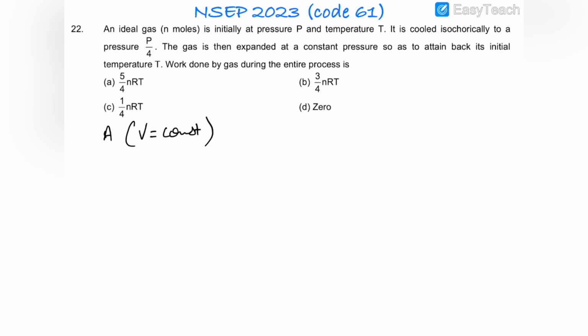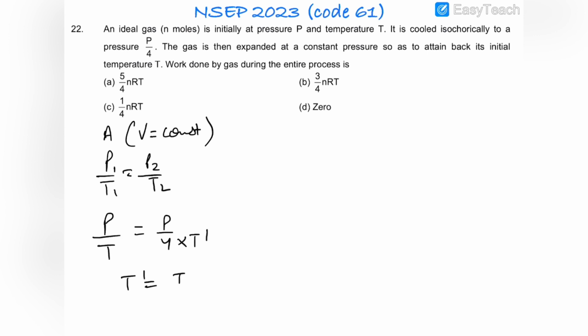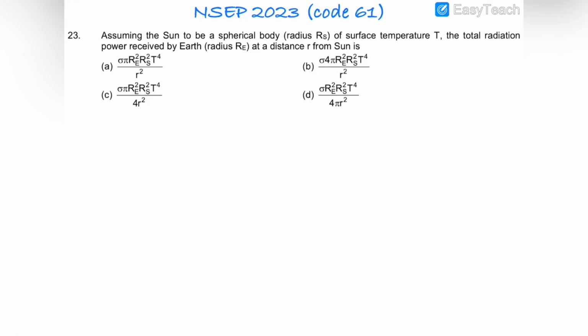And the final pressure is P by 4. So P1 by T1 is equal to P2 by T2. And obviously P is P, initial temperature is T, and final pressure is P by 4, and temperature is T dash. So T dash will be equal to T by 4. Now the gas is being expanded at constant pressure. So at this point of time the pressure of the gas is P by 4. So it is expanded back.